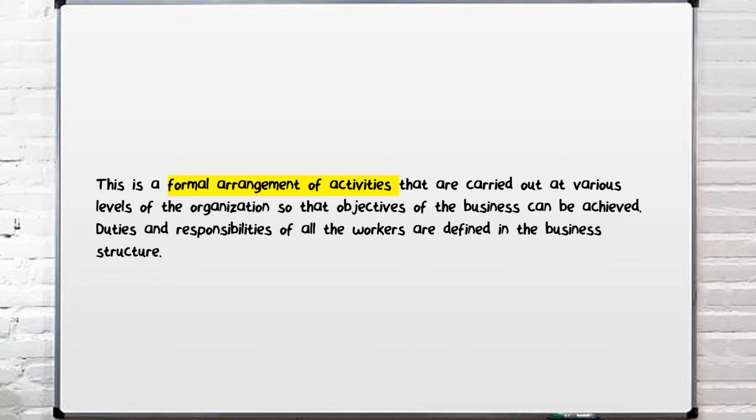The next factor that we are going to look at is business structure. When you talk about business structure, it refers to the formal arrangement of activities that are carried out at the various levels of the organization so that the objectives of the business can be achieved. Remember that the duties and responsibilities of all workers are defined in the business structure. This helps to avoid ambiguities and confusion in the business, because each and every worker knows what is expected of him or her, and their roles are well tabulated, hence ensuring clarity and efficiency in how they execute their responsibilities. What we are saying here is that a well laid out business structure is likely to lead to the success of the business.